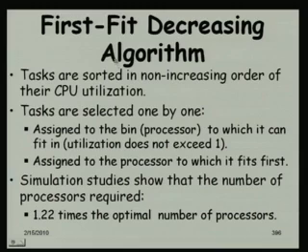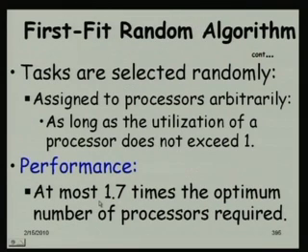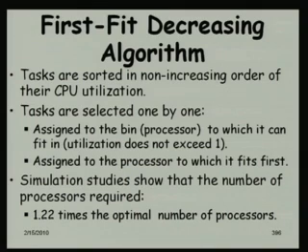The first fit decreasing algorithm: here the tasks are sorted in non-increasing order, selected one by one, and assigned to the processor to which it fits in. And this performs worse as compared to the random algorithm. No, I am sorry. The first fit random is 1.7 and this performs much better compared to the random algorithm, taking 1.2 times the optimal number of processors.